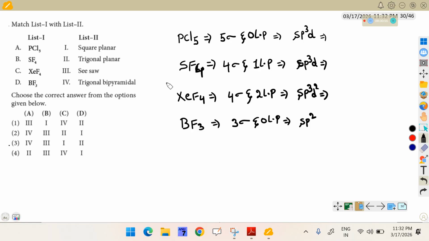Next question, matching type of question. Compound is given and its geometry is also given. PCl5, geometry of PCl5 is trigonal bipyramidal. SF4 is seesaw structure. A4, B3, one option is there, that is the third option. XeF4 is square planar and BF3 is trigonal planar.